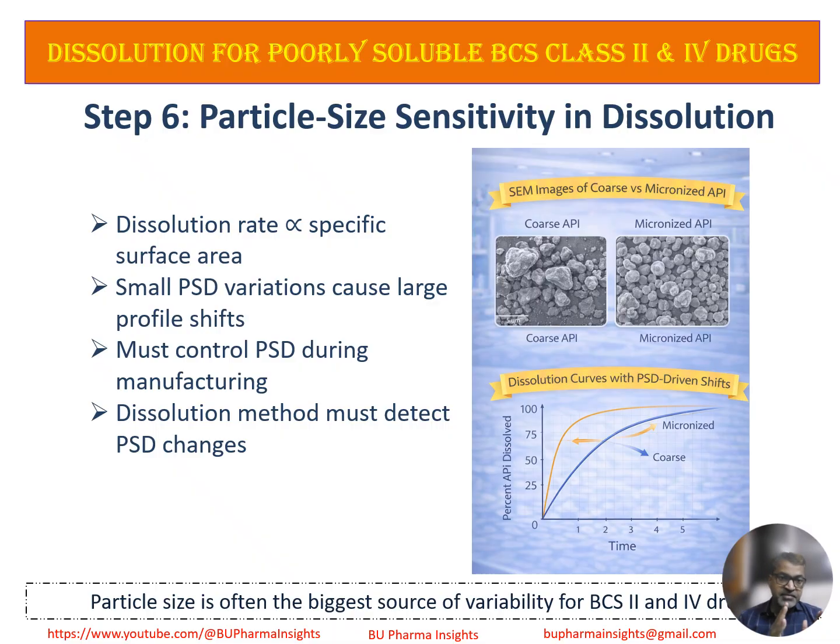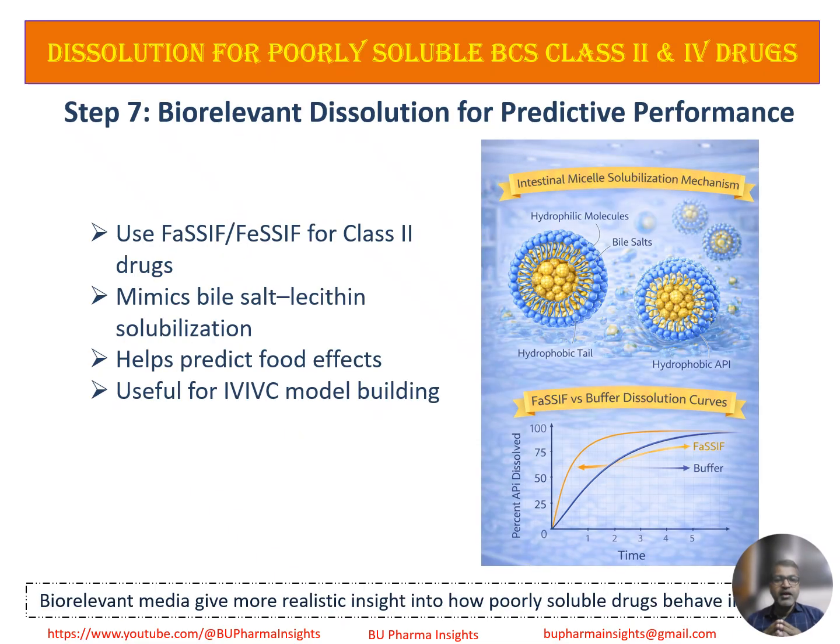Regulators expect discriminatory dissolution methods. A good method must detect a 20 to 30% change in particle size distribution. Why? Because dissolution rate is proportional to specific surface area. Small PSD shifts cause large changes in dissolution profile. So PSD must be tightly controlled during manufacturing, and your dissolution method must be sensitive enough to detect these changes. That's true method discrimination.